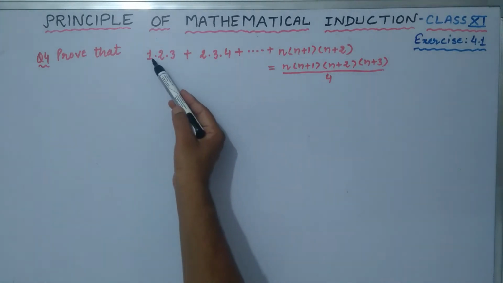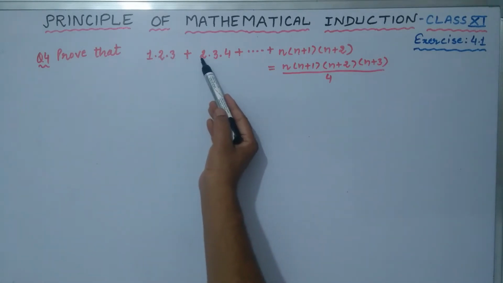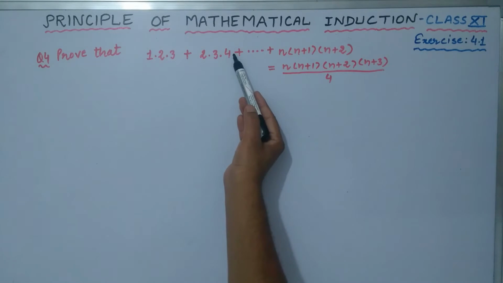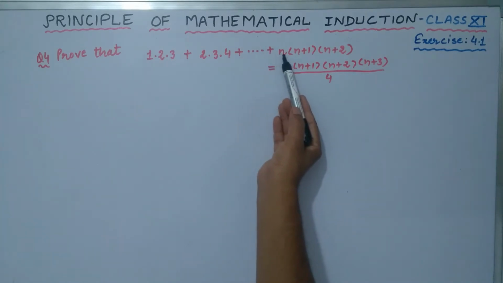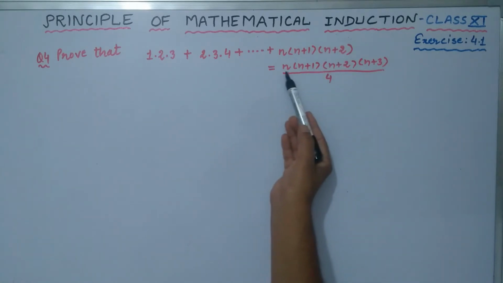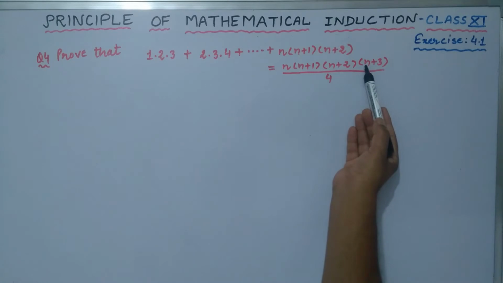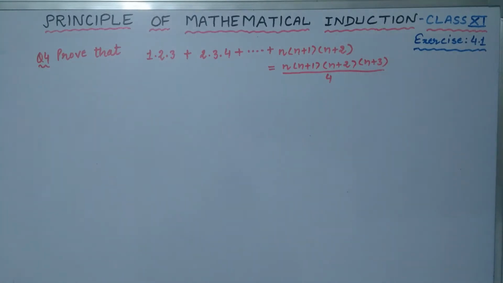Prove that 1 multiply 2 multiply 3 plus 2 multiply 3 multiply 4 and so on up to the last term n multiply (n plus 1) multiply (n plus 2) is equal to n into (n plus 1) into (n plus 2) into (n plus 3) whole divided by 4. Using the principle of mathematical induction, we are going to establish this result.